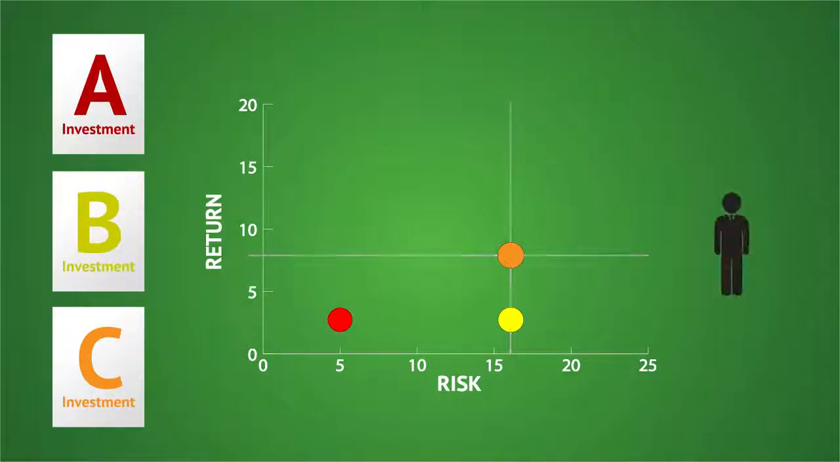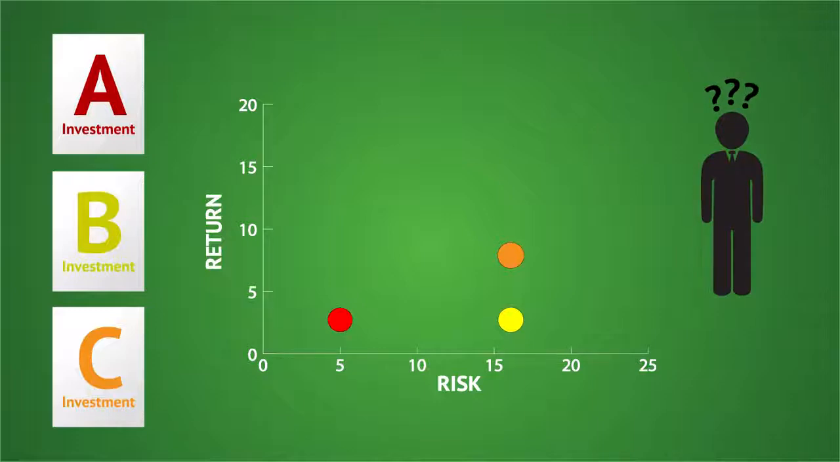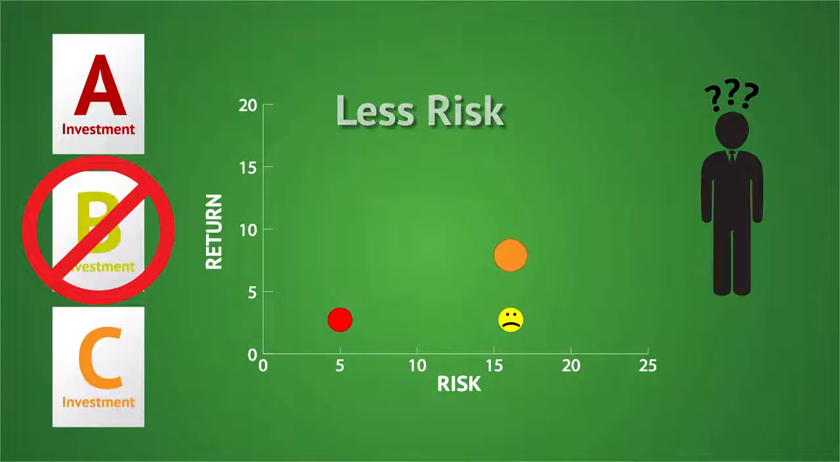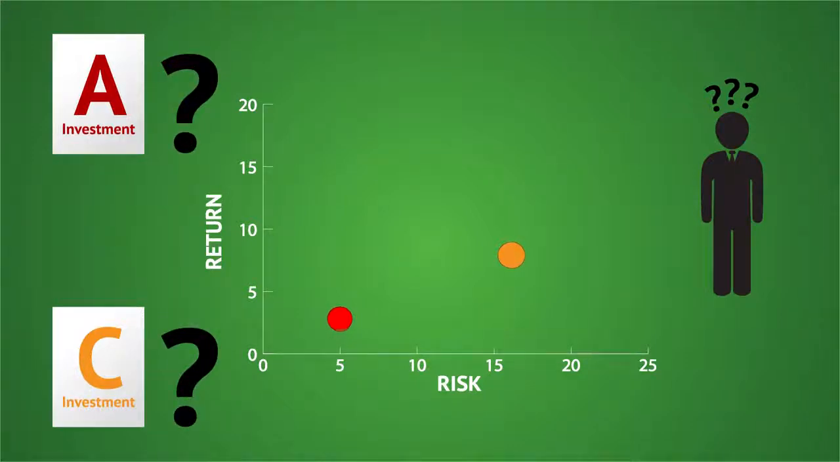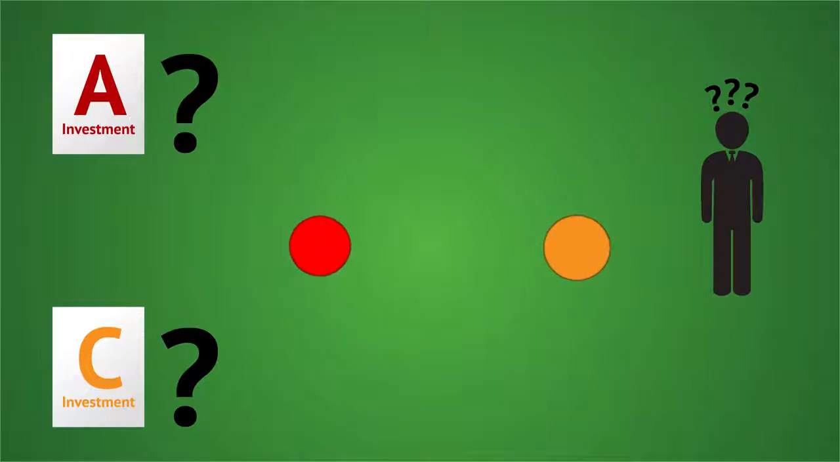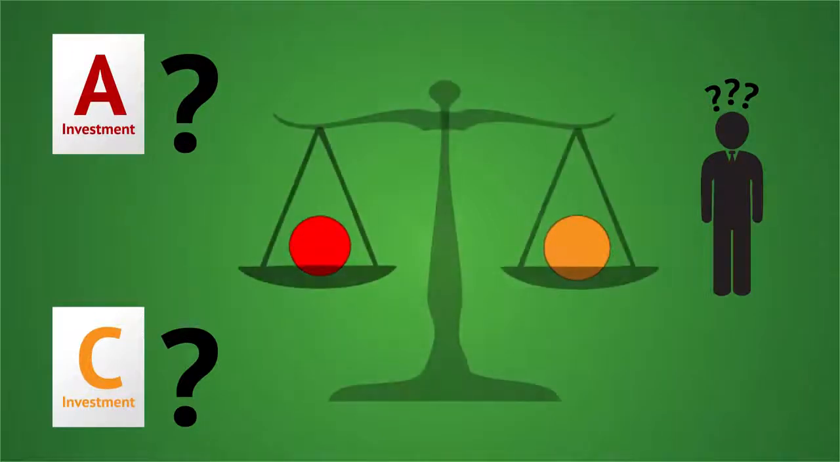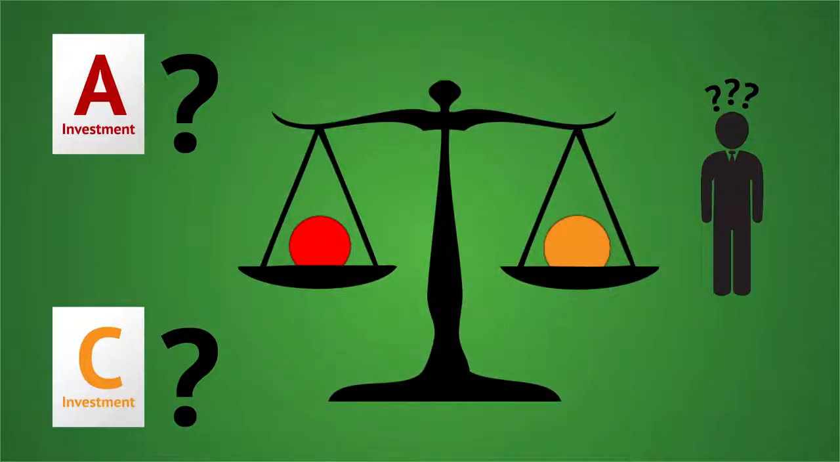If you had to decide which of these three investments to invest in based on this scattergram alone, which would you choose? Clearly, investment B wouldn't be a good choice. Investment A had less risk for the same amount of return, and investment C earned more return for the same level of risk. That leaves you with a choice between investments A and C. The fact is that neither of these investments is necessarily better than the other. They both have desirable risk and return characteristics.